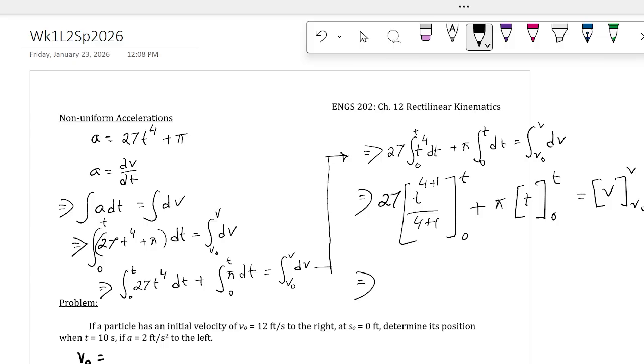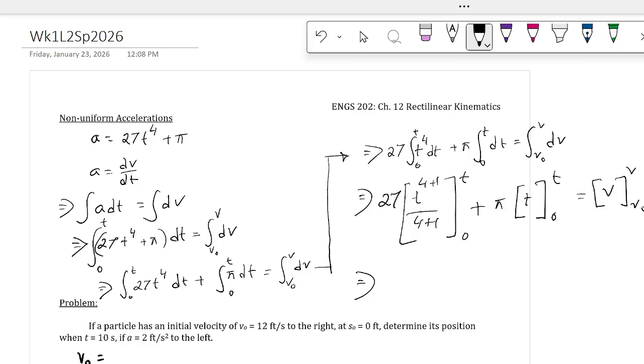Then next, what are you going to do? You want me to do it, or you can do it, right? So 4 plus 1 is 5. Everybody knows this, right? So t to the power 5 divided by 5, and you multiply by 27. From this point on, it's just algebra.